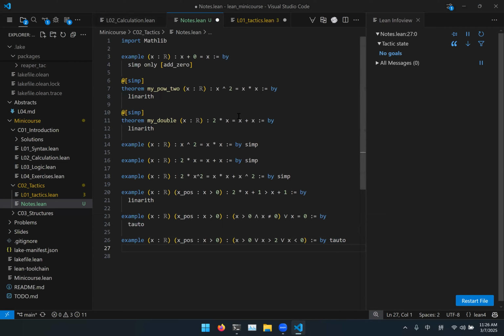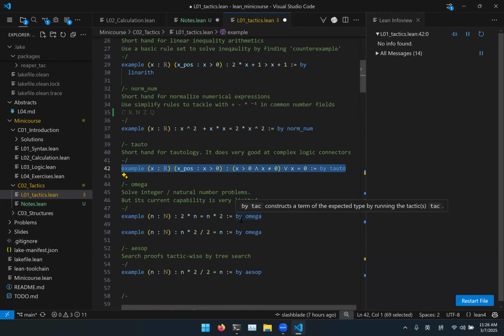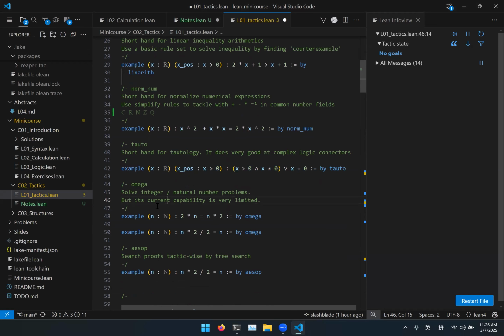It is just propositional logic. And so I'm going to introduce the next tactic. The next tactic is omega.